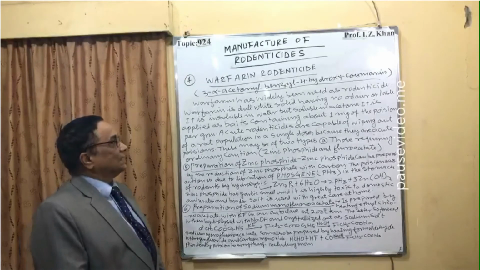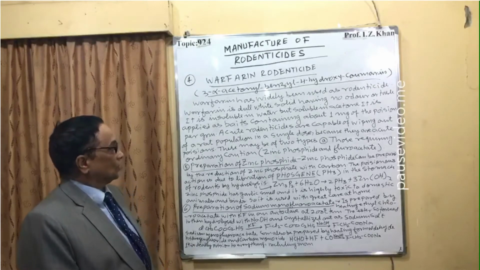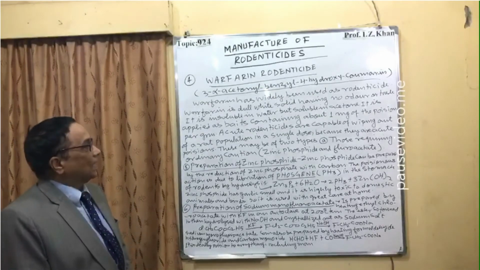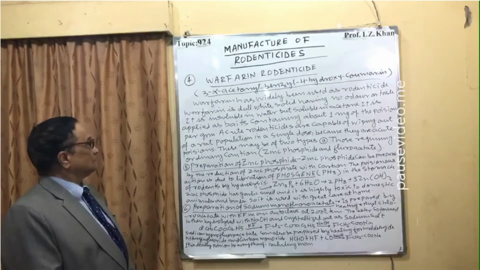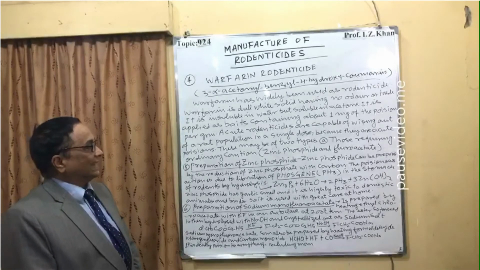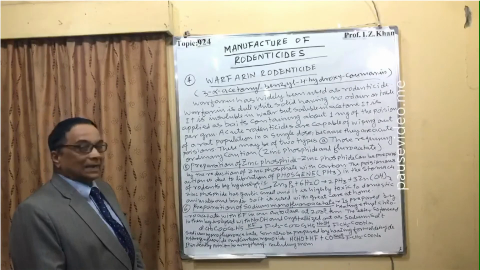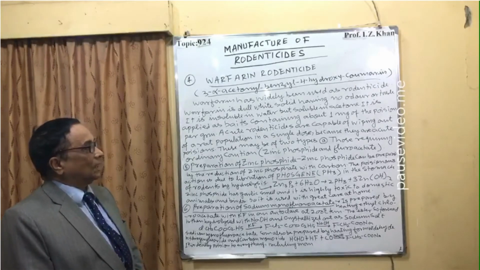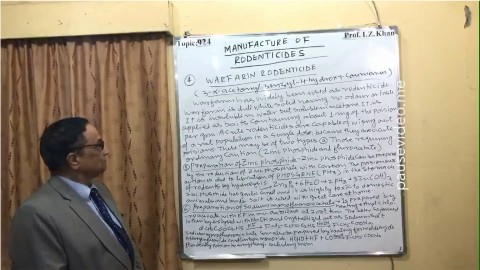Warfarin has widely been used as a rodenticide. Warfarin is a dull white solid having no odor and taste. It is insoluble in water but soluble in acetone. It is applied as baits containing about 1 milligram of poison per gram.